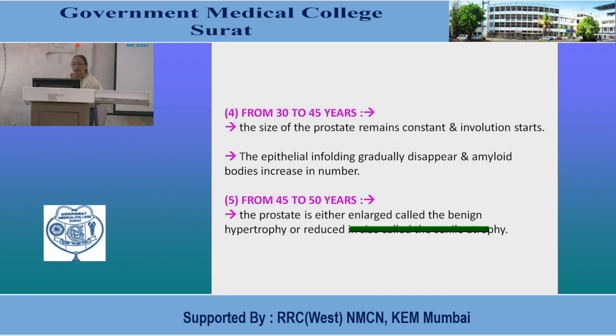Here the prostate is either enlarged, called benign hypertrophy, or reduced in size, called senile atrophy. So how many changes? Number 1, benign hypertrophy due to enlargement of the prostate, and senile atrophy due to reduction in the size of the prostate. During the 45 to 50 years, these gross changes occur.